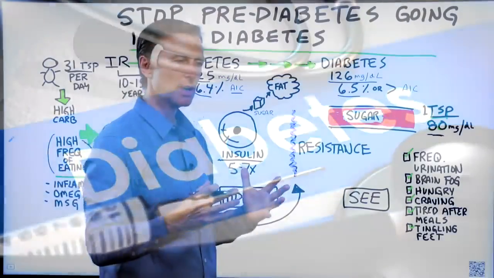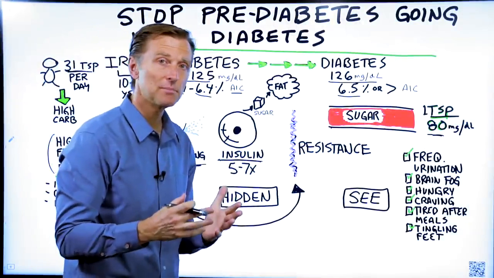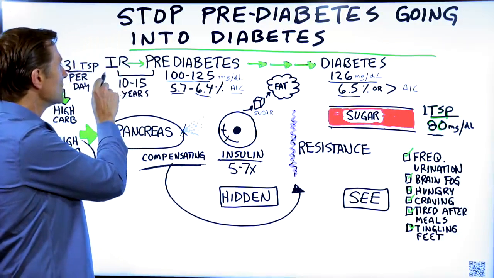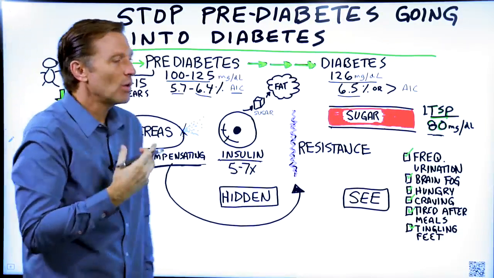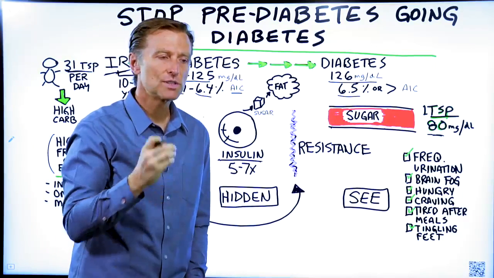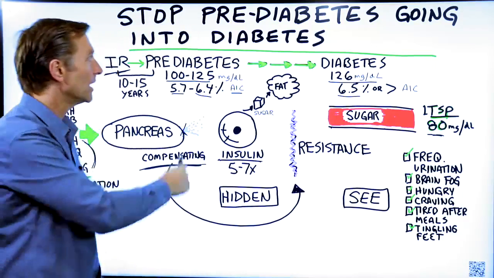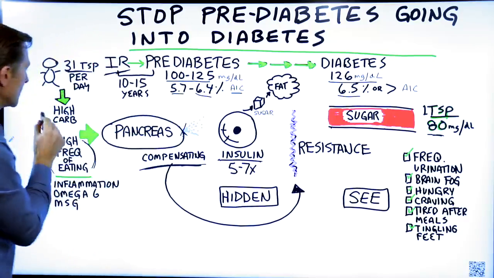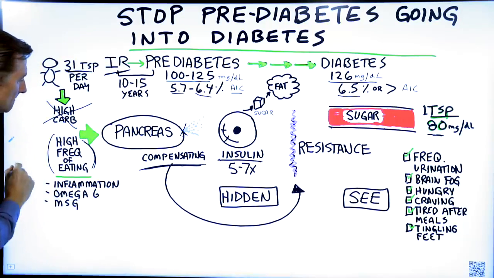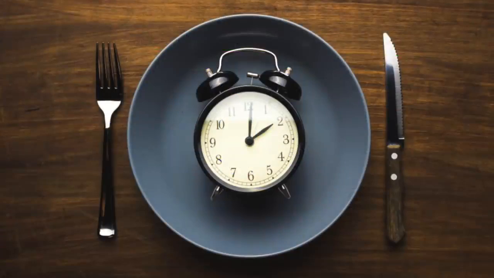Now, understanding this problem is so important if you are a pre-diabetic or even you have insulin resistance, because it's so easy to solve with just a little bit of effort. You can avoid this whole thing. And it really has to do with cutting out the carbs and going on intermittent fasting.